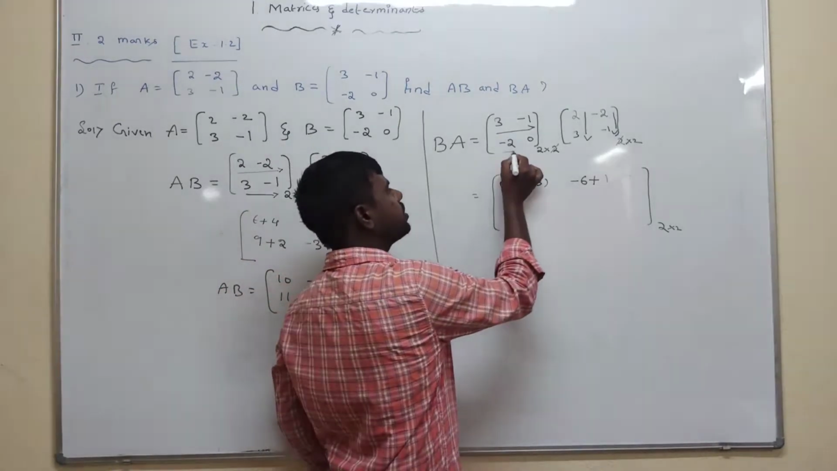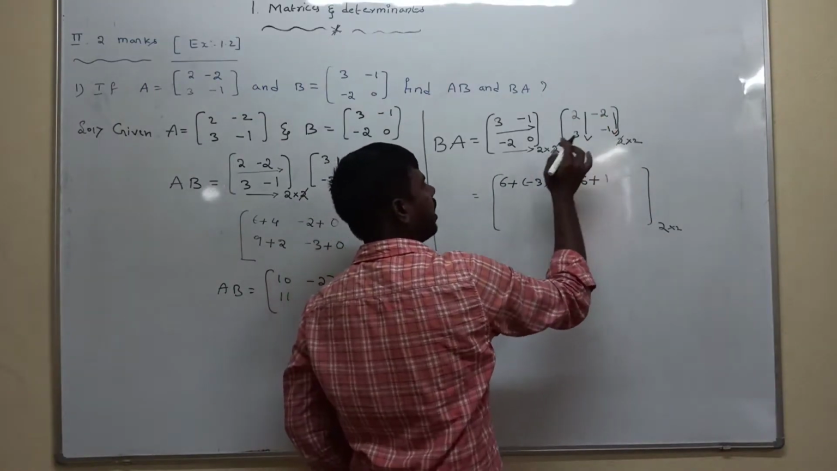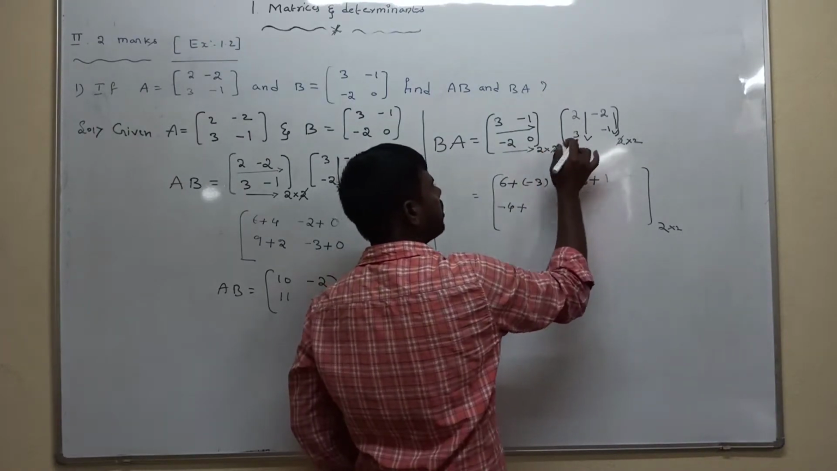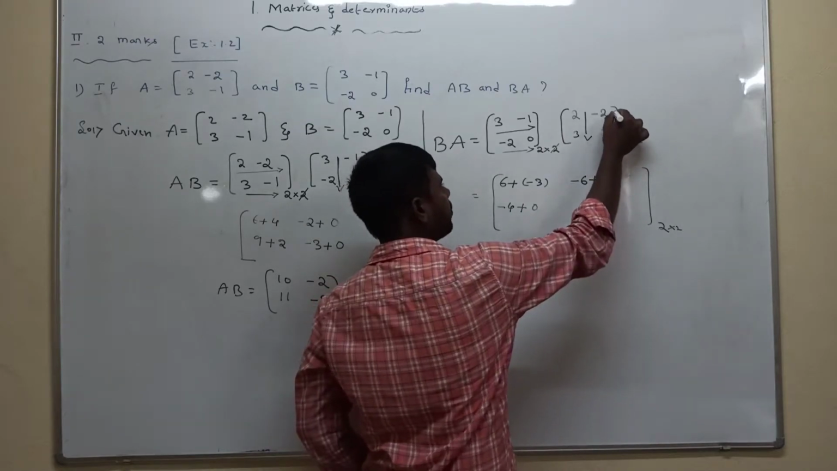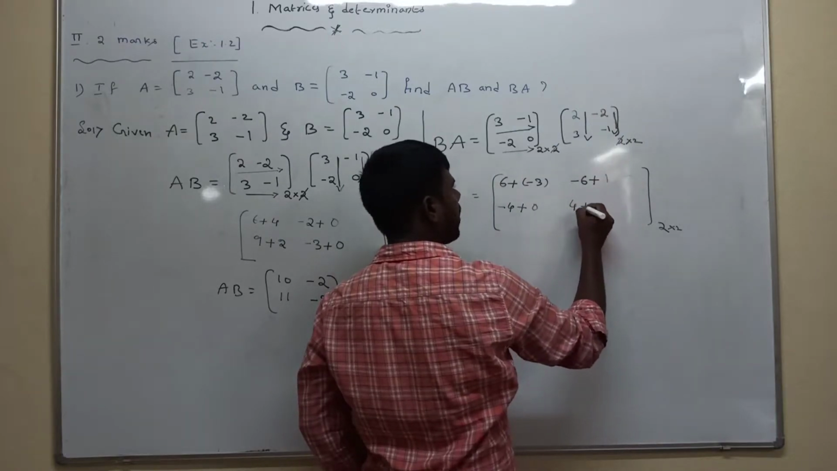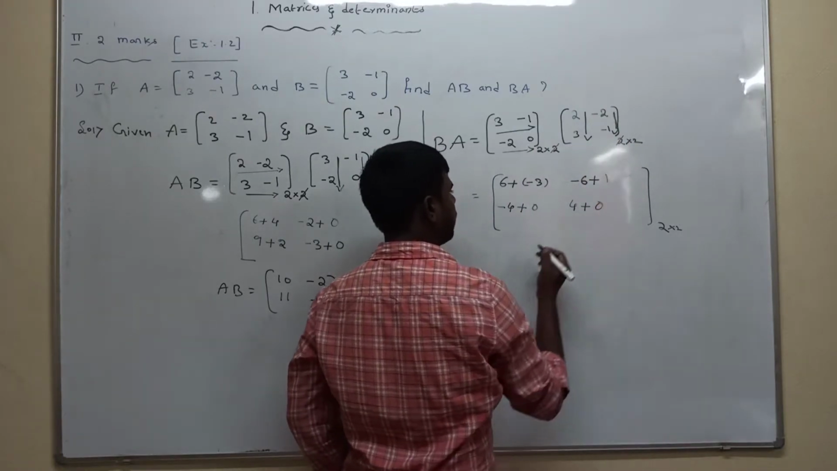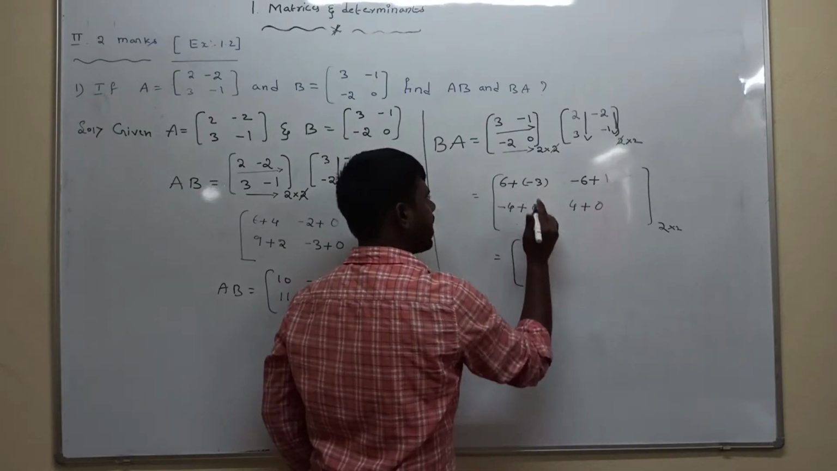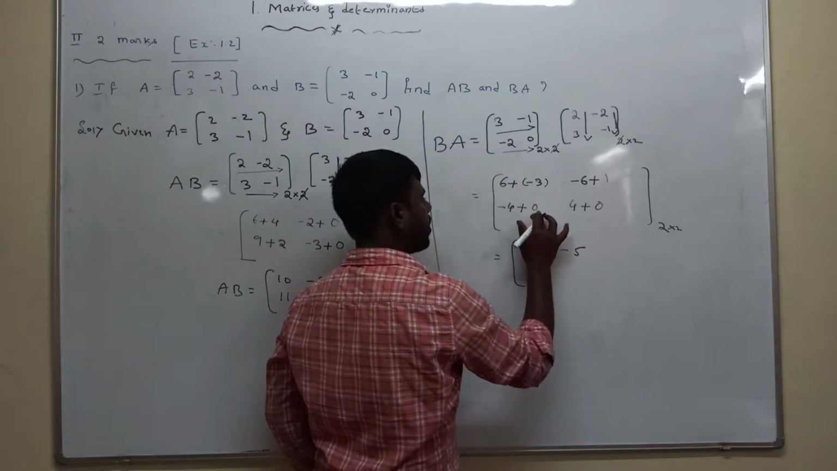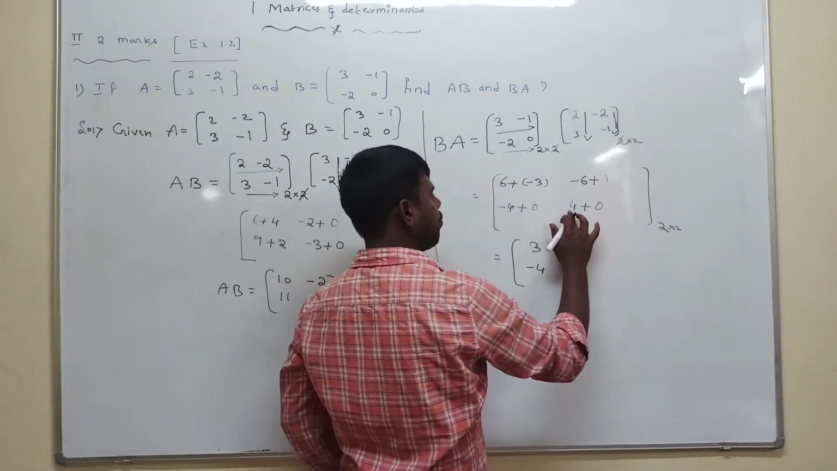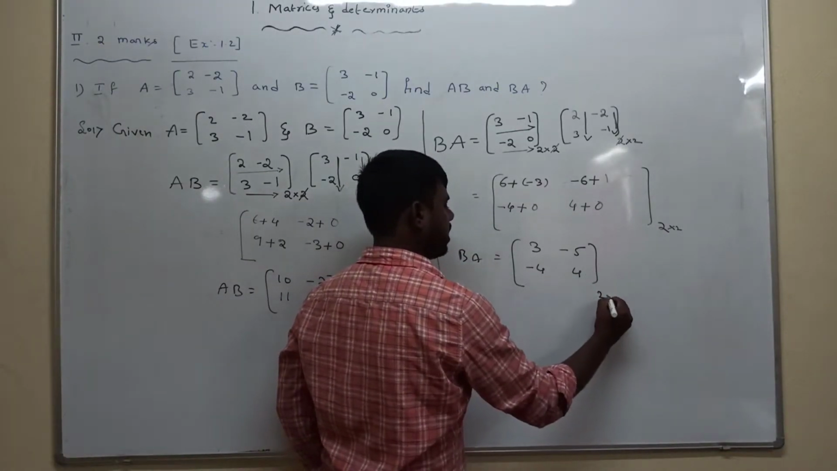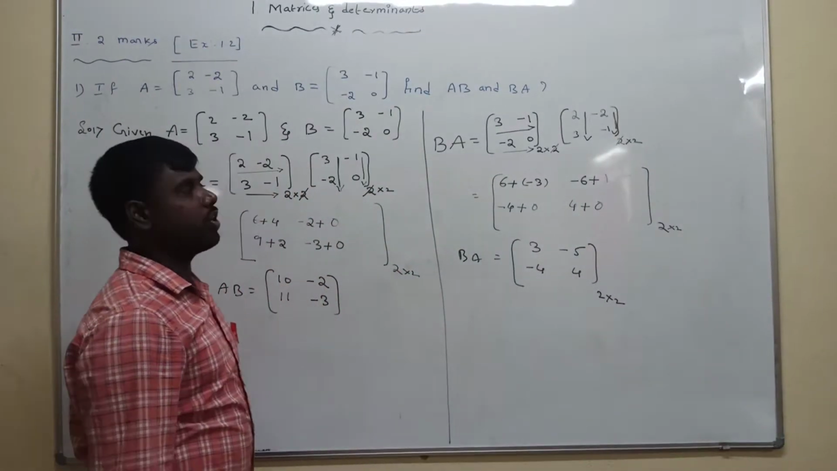Next we are going to the second row. Second row, first column: minus 2 into 2, minus 4, plus 0 into 3, value is 0. Next, the product with the second column, second row: minus 2 into minus 2, plus 4, plus 0 into 3, value is 0. So we got the answers: 6 minus 3 is 3, minus 6 plus 1 is minus 5, minus 4 plus 0 is minus 4, 4 plus 0 is 4. This is the BA matrix. Here is the required solution of this first question.